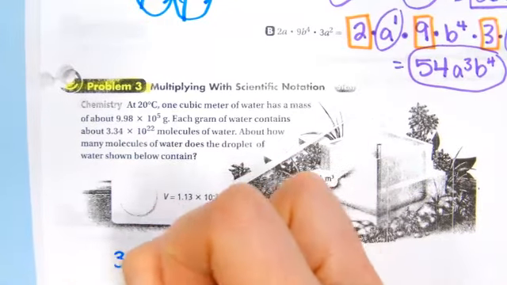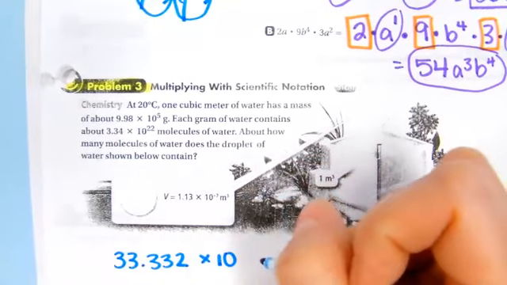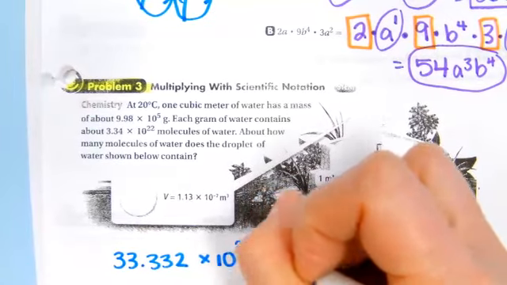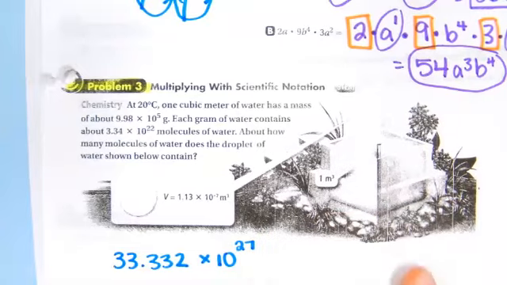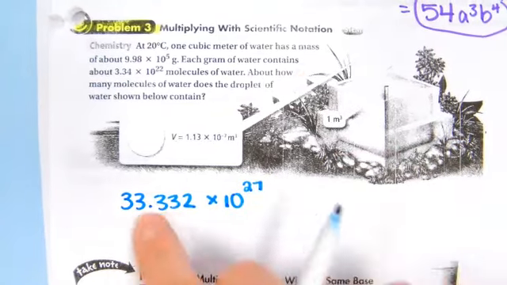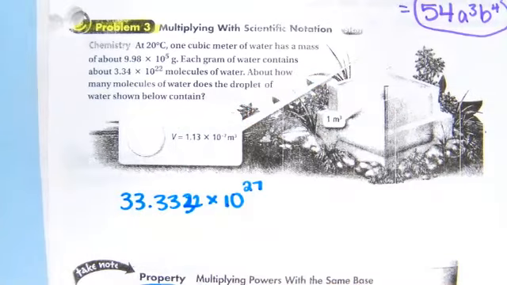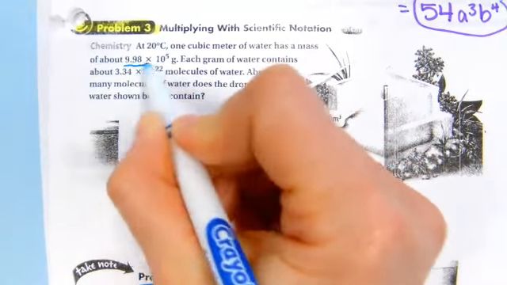33.332 times 10 to the 27th, but then the 3. There's supposed to be another 3, by the way. Oh, are there three 3s back here? Yeah. 33.3332? Yes. Okay, so he's right. That's our first move, we multiply this one by this one.